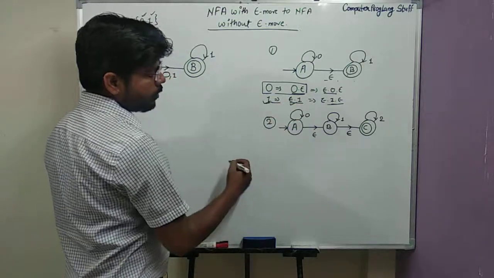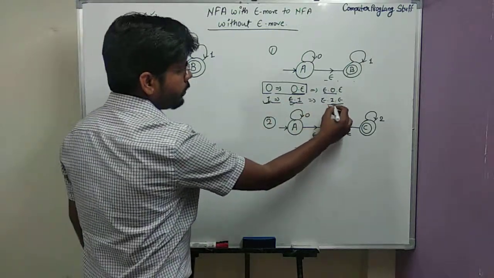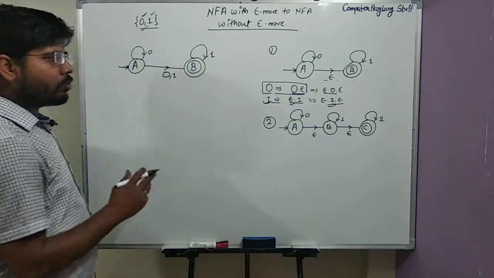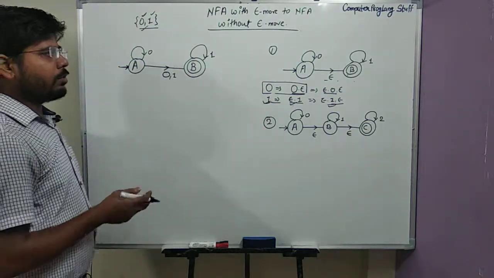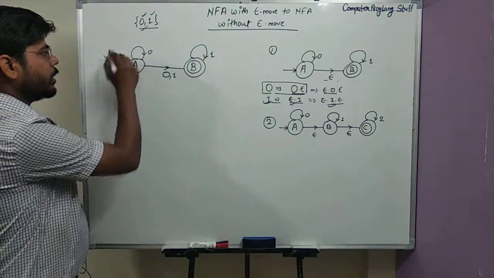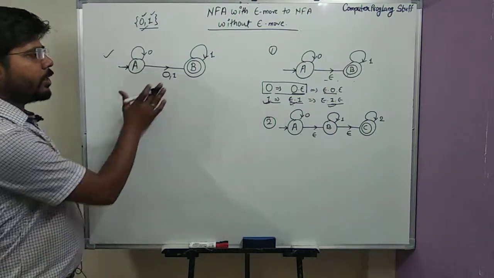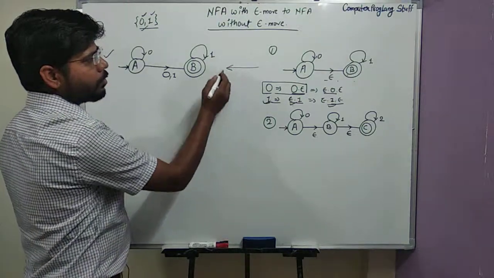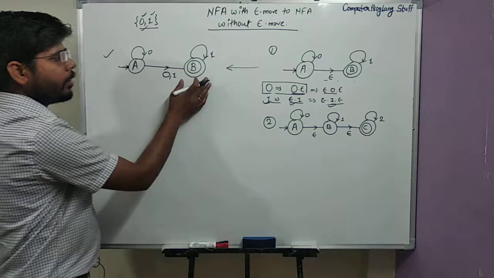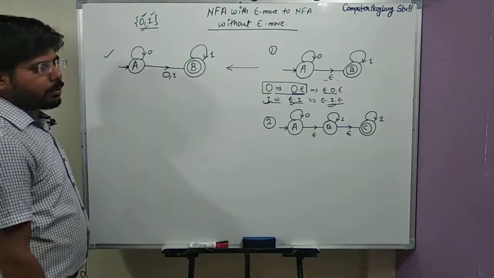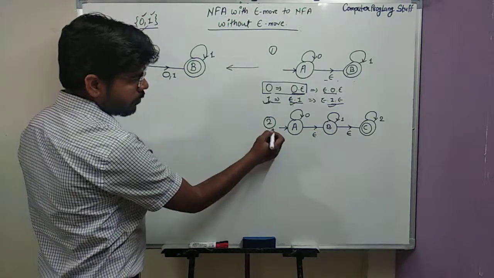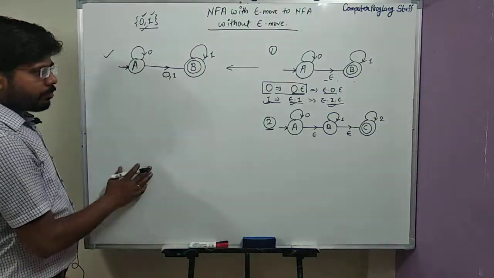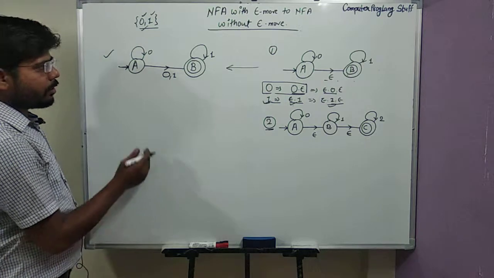If we look at this and this, that also doesn't make any difference in this machine, so there is no more transition for the 1. So that is our converted NFA without epsilon. That is how we convert from NFA with epsilon to NFA without epsilon. Similarly, we also have a second example, that is this. Again we will follow the same steps.